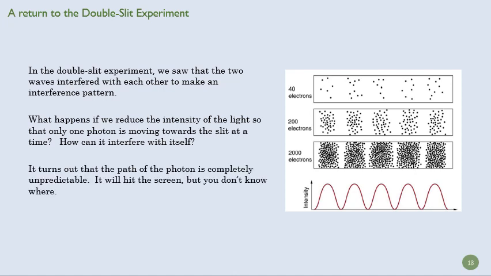It turns out that the path of the photon is completely unpredictable. If I throw one of them at the diffraction grating, you don't know where it's going to hit the screen. It'll hit the screen, but you don't know where. And so let's say I throw 40 of these particles, either photons or electrons. You get the same effect. You get a pattern that starts to look like this.